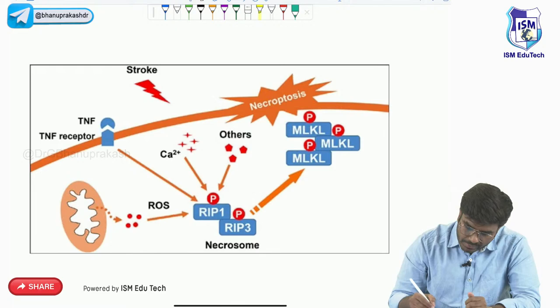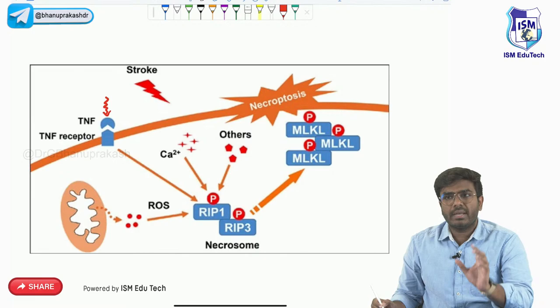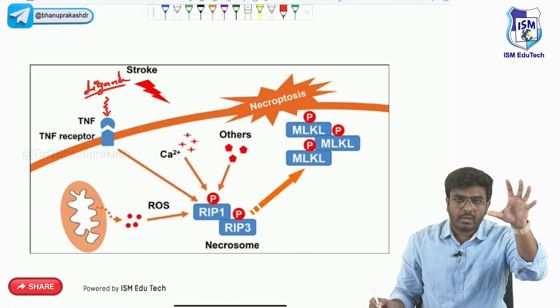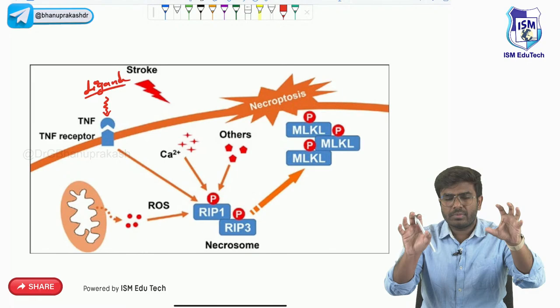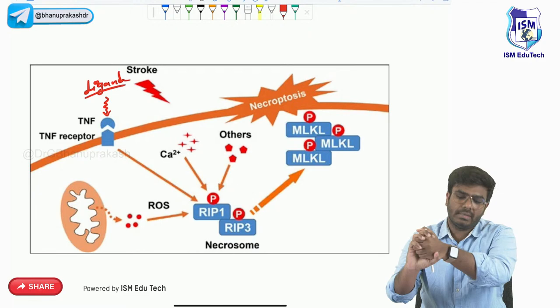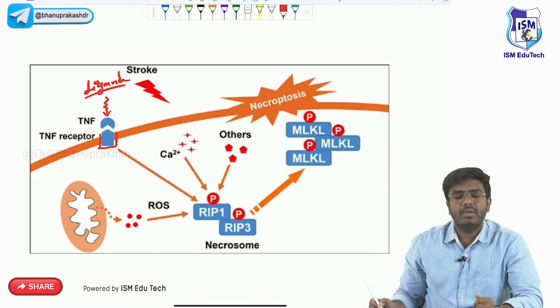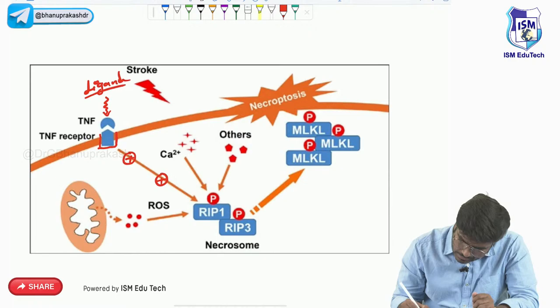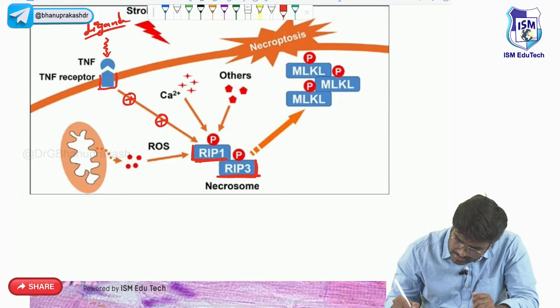So what happens, sir? The first stimulus is coming in the form of tumor necrosis factor. Tumor necrosis factor is a ligand. This tumor necrosis factor is coming to a particular cell which is going to die. It will bind to its tumor necrosis factor receptor. When the receptor is activated, it gives a signal into the cell that the RIP kinases, RIP kinase 1 and RIP kinase 3, very, very important, are activated.